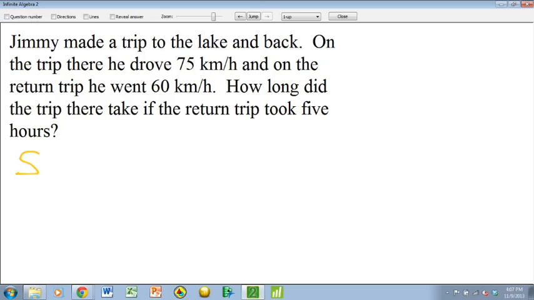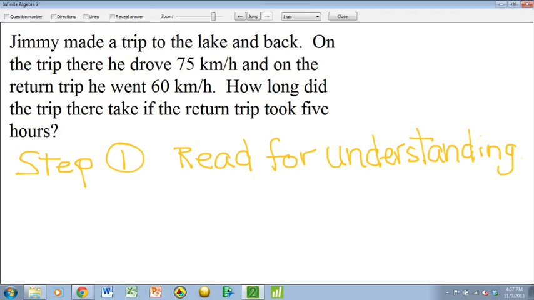Here's the problem. First, step 1, we'll read it for understanding. Jimmy made a trip to the lake and back. On the trip there, he drove 75 kilometers per hour, and on the return trip, he went 60 kilometers per hour. How long did the trip there take if the return trip took 5 hours?